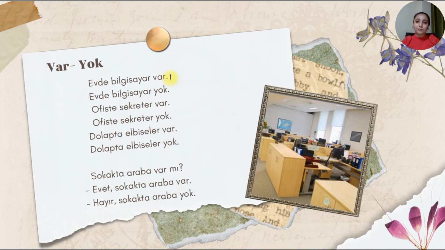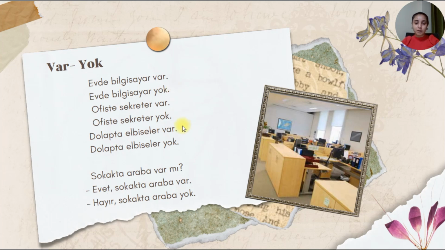Evde bilgisayar var, evde bilgisayar yok. There is a computer at home or there isn't a computer at home. Ofiste sekreter var, ofiste sekreter yok. Sekreter is secretary, office is office. Dolapta elbiseler var, dolapta elbiseler yok.